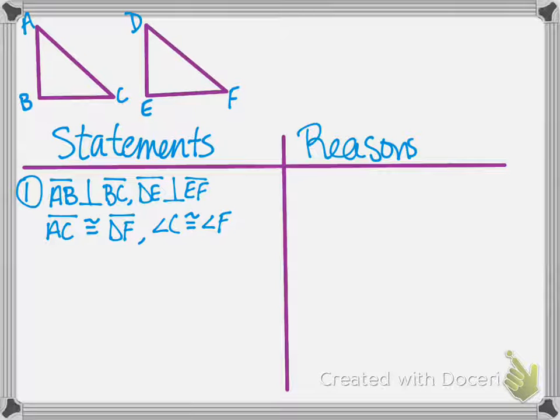Okay, they gave us quite a bit of information, which in my opinion is always nice. We got a lot to work with here. All of that was given to us. So things like AC congruent to DF, I would just mark right away. Angle C congruent to angle F, mark that. But now we have to deal with those other statements. What are those other statements telling me, Caitlin?